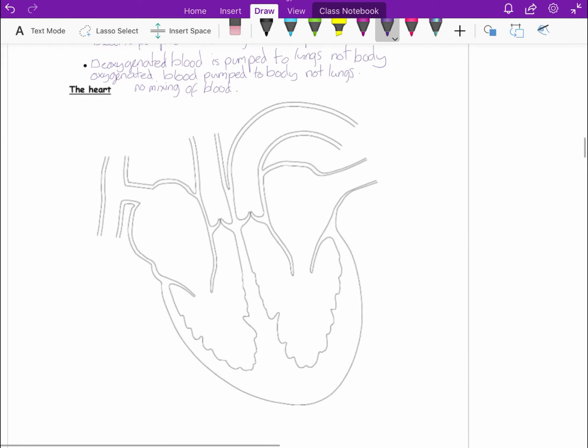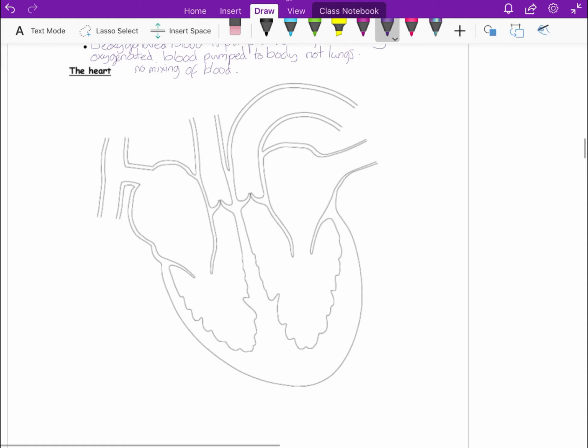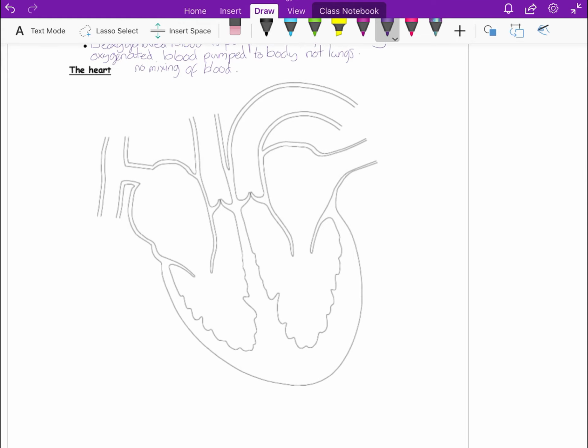Okay then, having a look at this diagram. Now you'll see lots of diagrams, but this is just a nice simple one just to get us started. The first thing that I would always advise you to do is to label up the right and the left side of the heart. So the heart will always be drawn as if it were a person facing you, which means that the left and right are always going to be the other way around.